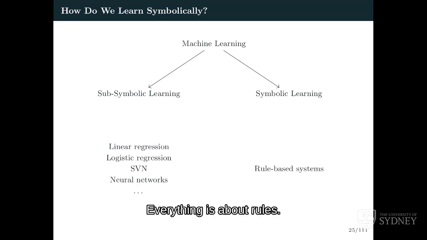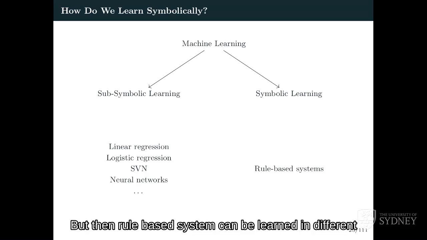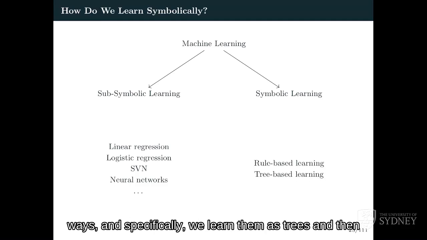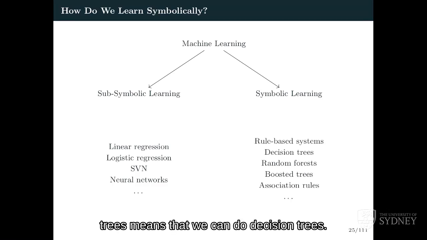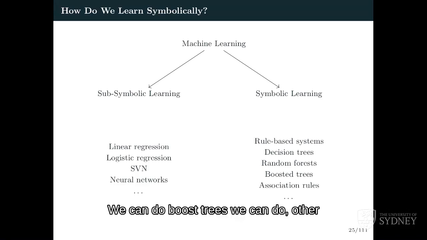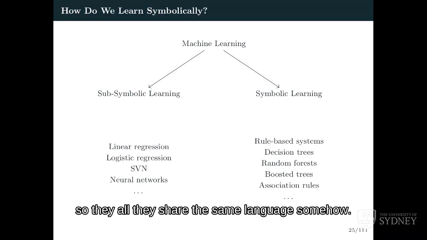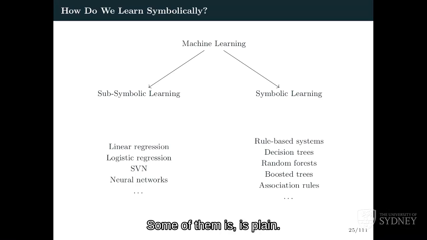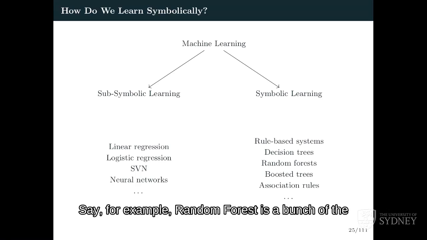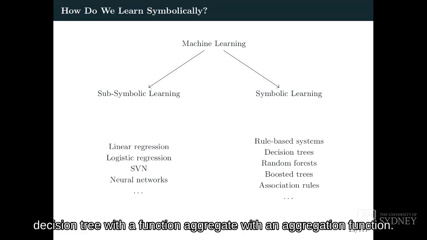In symbolic learning, everything is about rules, but then rule-based systems can be learned in different ways. And specifically, we learn them as trees. And trees means that we can do decision trees, we can do random forests, we can do boosted trees, we can do other kinds of trees. And rules can also be association rules. So they share the same language somehow. Some of them are plain, some of them have some function in them. Say, for example, random forest is a bunch of decision trees with an aggregation function.